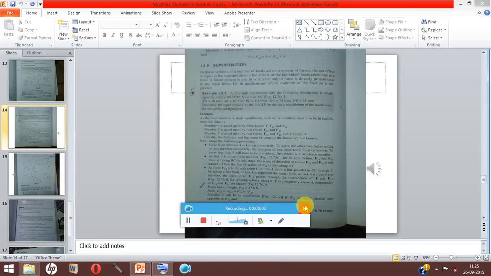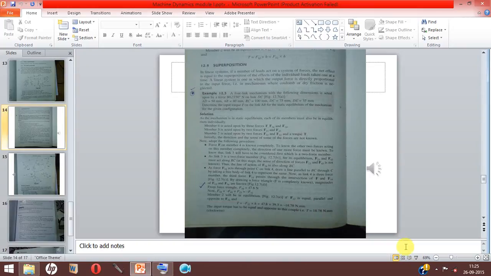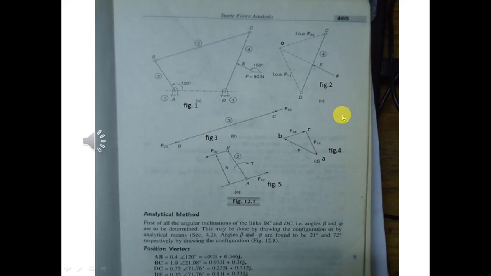Yeah, now we'll see another example. In this case, a 4-bar link mechanism with the following dimensions is acted upon by a force of 80 newtons at 150 degrees. This is the given data. The force F acts at point E on this link DC. So this is a 4-bar mechanism.